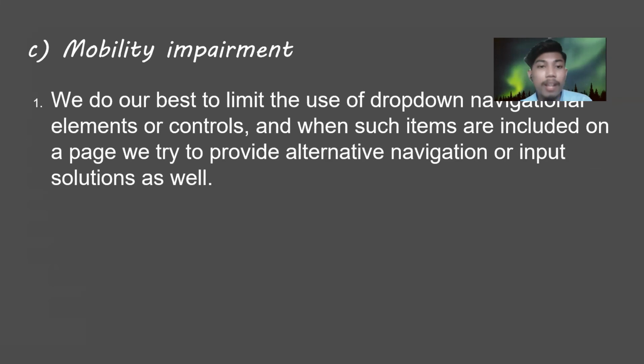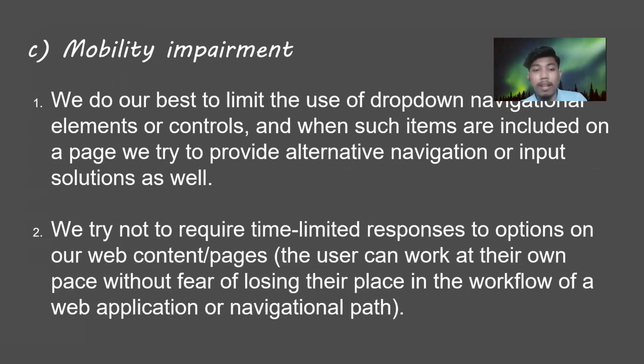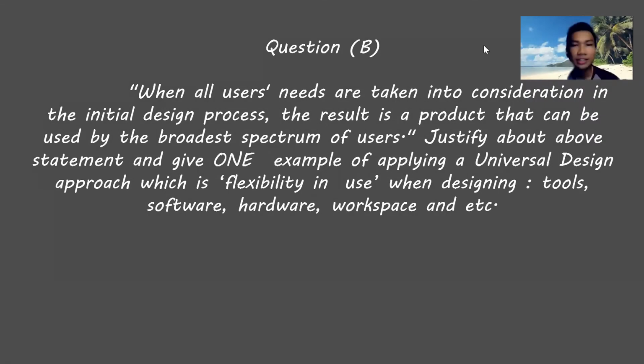Okay, the last problem is mobility impairment. Okay, this is our answer. We do our best to limit the use of drop-down navigation elements or controls, and when such items are included on a page, we try to provide alternative navigation or input solutions as well. The second way is we try not to require time-limited responses to options on our content page. The user can work at their own pace without fear of losing their place in the workflow of a web application or navigational paths.